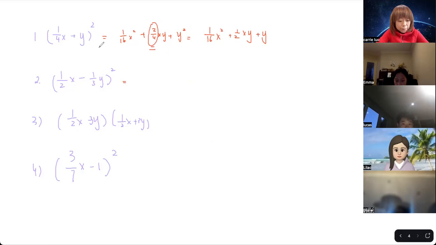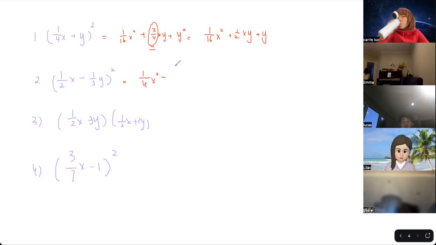So next one, very good, Lucas. 1/4x² minus 2 times 1/2x times 1/3y equals what? Yeah, you tell me. Two over 12. Equals 1/3xy. Okay, so Lucas, you cannot do those questions by looking at them.